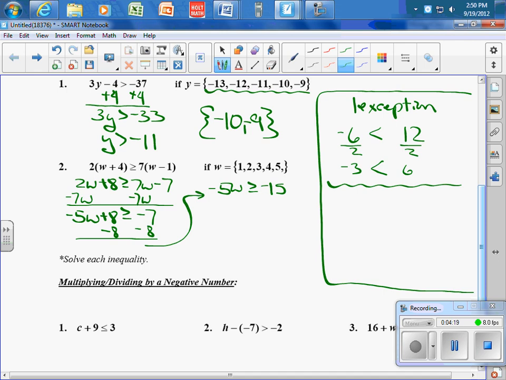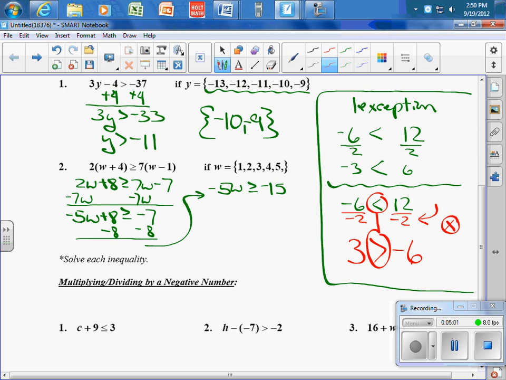Let's try something else. Let's take that initial statement again. Negative 6 is less than 12. But this time, let's divide by negative 2 instead. Now, on the left side, negative 6 divided by negative 2 is positive 3. On the right side, 12 divided by negative 2 is negative 6. How does 3 compare to negative 6? It is greater than. So, what's the rule? The rule is when you divide both sides by a negative, or when you multiply both sides by a negative, you must reverse the inequality sign.